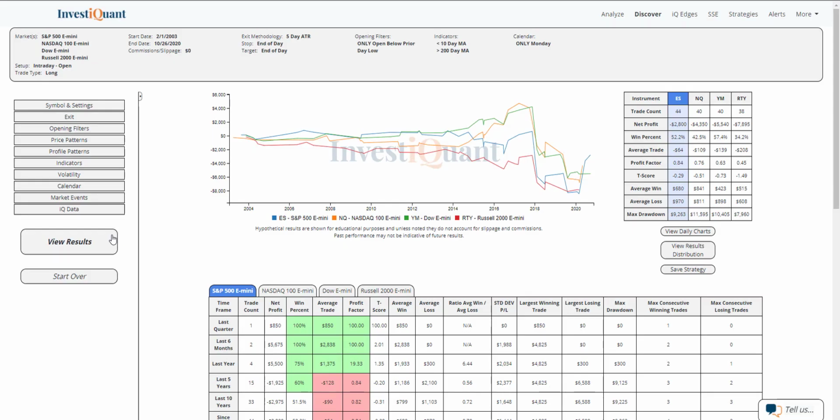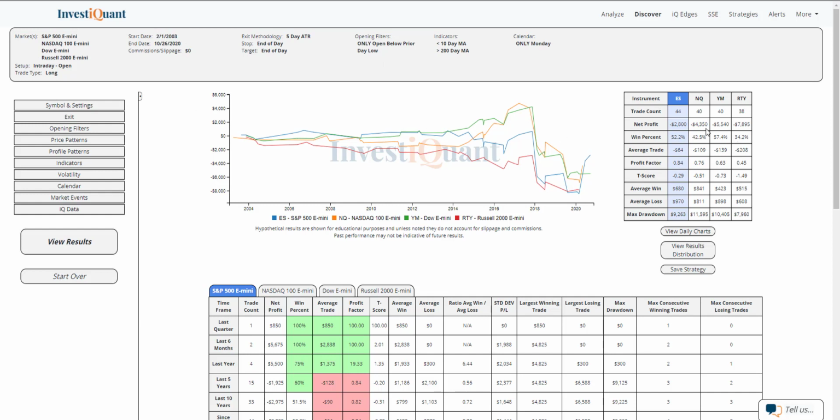And here we go. So these are the results of going long on a Monday when in a similar environment defined as below a 10-day simple moving average, but above a 200-day simple moving average when you're opening below the prior day lows. Since this is a Monday, this would, in the overwhelming majority of the cases, be looking at when opening below Friday low. And historically, we've got 44 samples in the S&P, 40 in the Nasdaq, 40 in the Dow, and 38 in the Russell. So very similar sample sizes here across all 4 instruments dating back to 2003, which you can see up here in the header section.